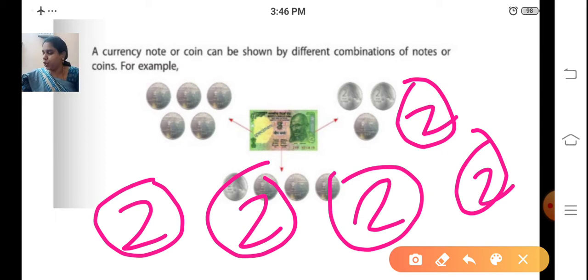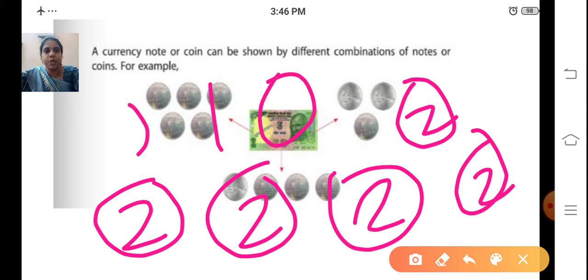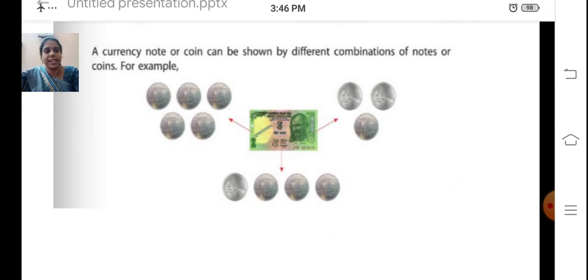Add 2, just see, 1, 2, 3, 4, 5. So, I'm having 5 2 rupee coins. That makes 10 rupees. 5 2 rupee coins make 10 rupees. Clear now? So, we can make different combinations of notes or coins.